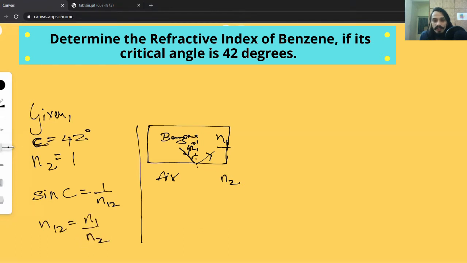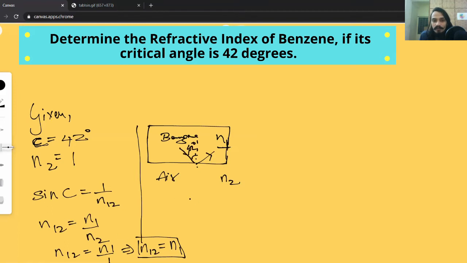Now, if you look at the value of N2, it is nothing but 1. So essentially, N12 is nothing but N1 divided by 1. So N12 can directly be taken as the refractive index of the denser medium, N1, whenever it comes out through air. That is the reasoning behind getting N12 instead of just leaving it as a fraction. So now, N12 and N1 are the same.